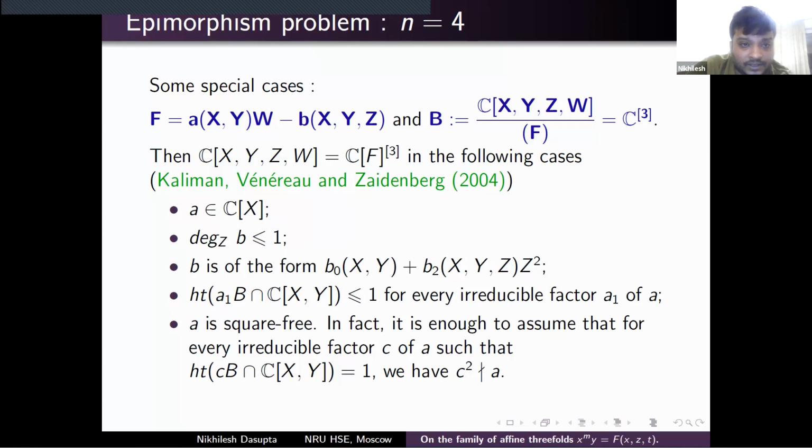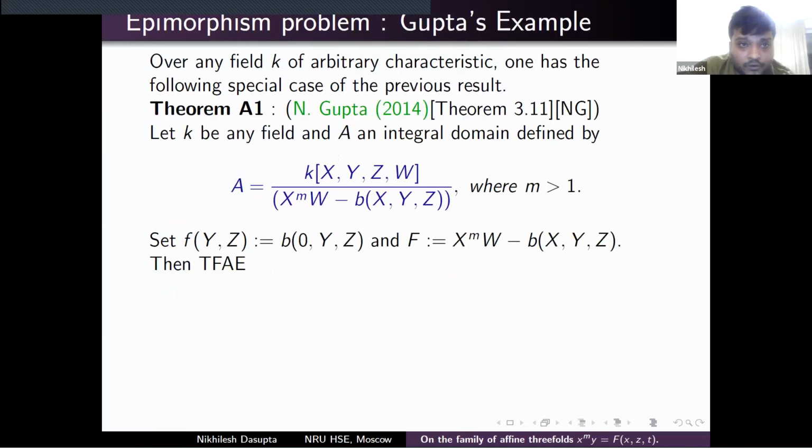Now, if you see, if I take A(X,Y) to be some x to the power m, maybe some w is my y or w, whichever you take, and this is your f of x, z, t of that form. So the example which we want to look at is of this form. So over any field K of arbitrary characteristic, one has the following special case of the previous result. This is Neena Gupta's theorem, Theorem 3.11 from her paper.